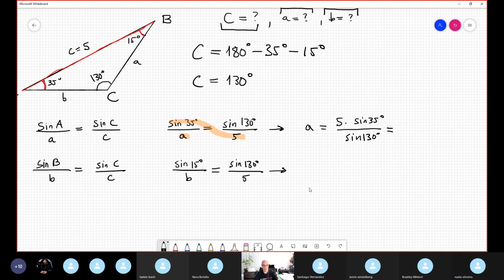It gave me 3.74. Super good. 3.74 is the answer. And B is similar. It is 5 multiplication by sine 15 degree now divided by sine 130 degree. Boom.